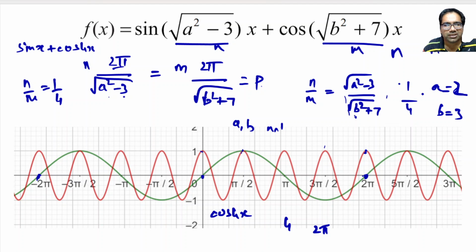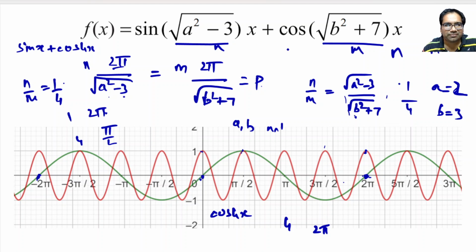a is equal to 2 and b equal to 3. So 2 square minus 3, which is equal to 1. a is equal to 2. Each cycle is taking 2 pi. So one cycle of sine, 2 pi. And each cycle of cos is pi by 2, and 4 cycles of cos. Right. So that is exactly this graph. So what is the period now? Period is actually 2 pi. Sine is taking 2 pi and within the same period, cos is taking 4 cycles, each equal to pi by 2.